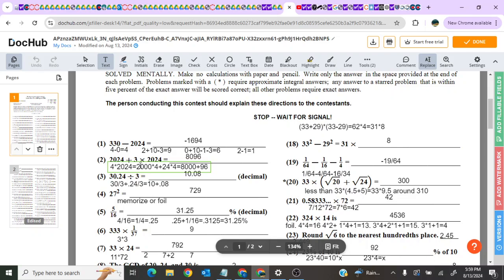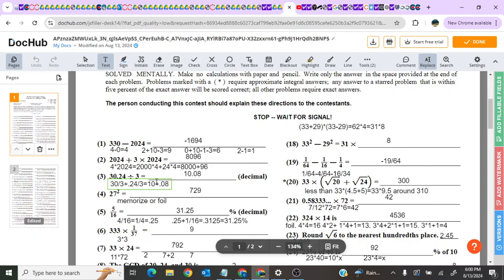30.24 divided by 3 is what? Well, okay. You can also split this into two segments: 30 over 3 plus 0.24 over 3. So 30 over 3 is 10. And then 0.24 over 3 is 0.08. So 10.08 is your answer.